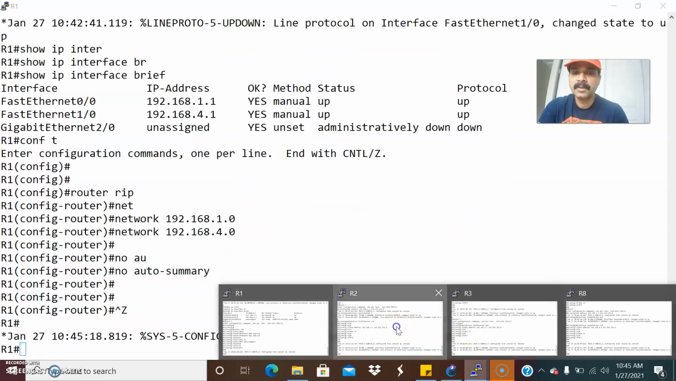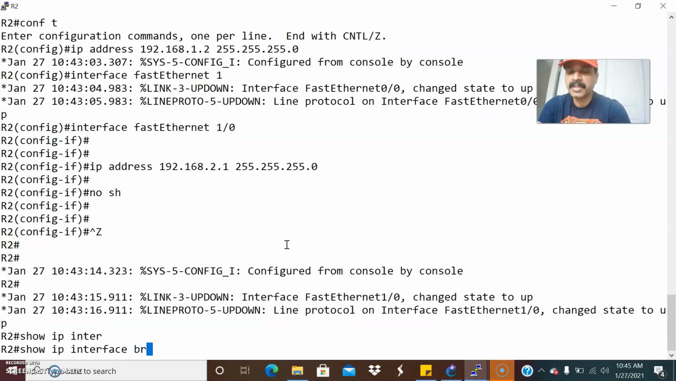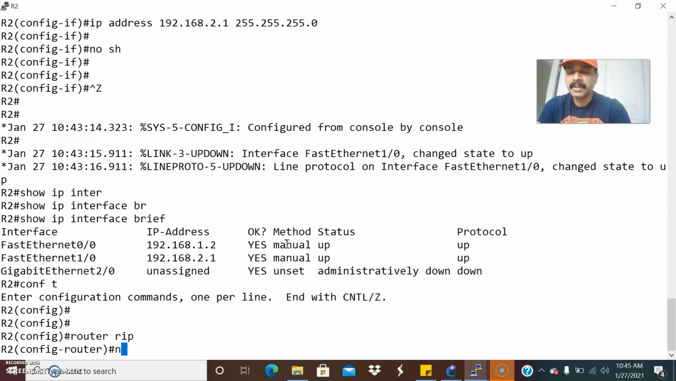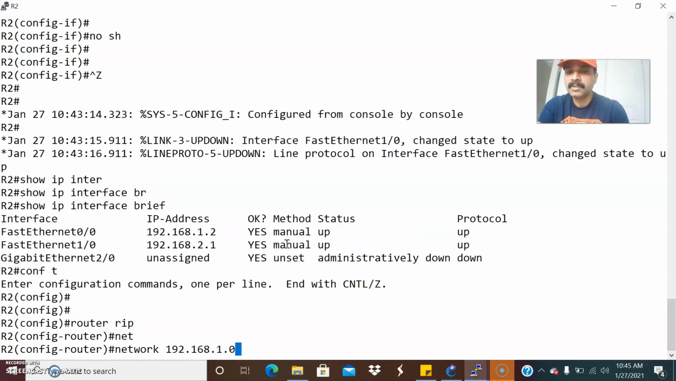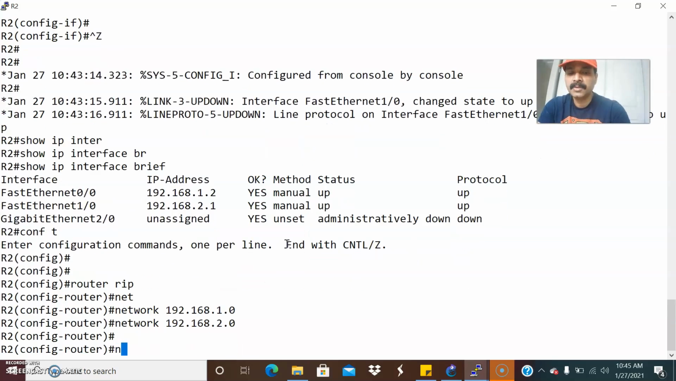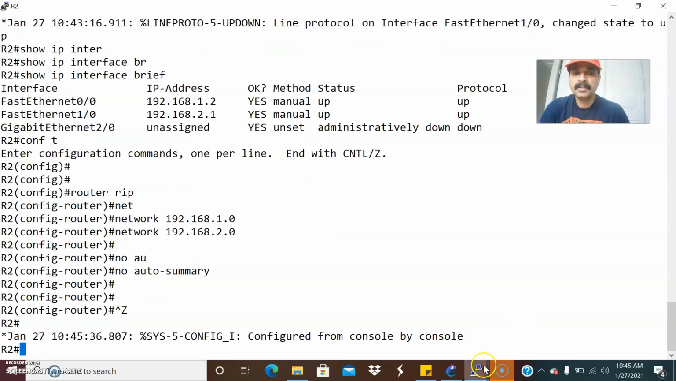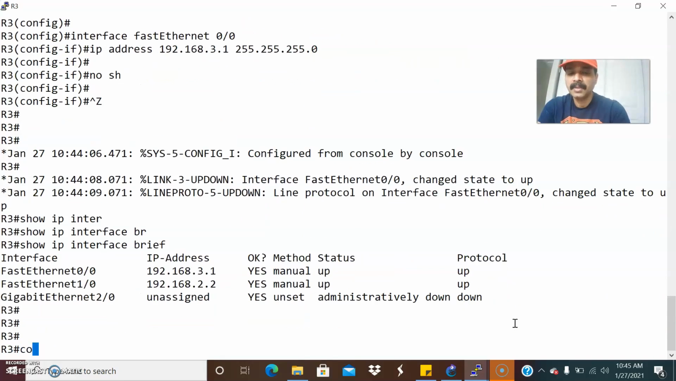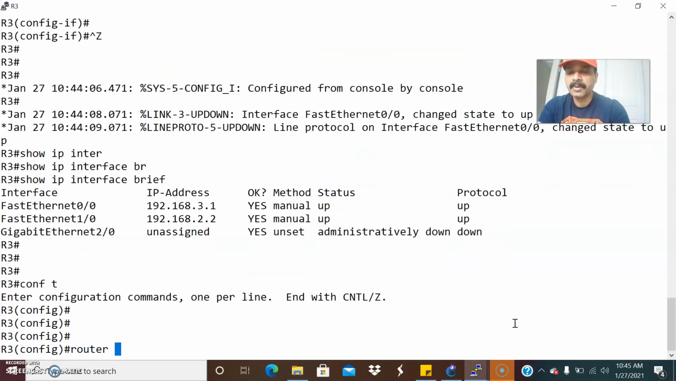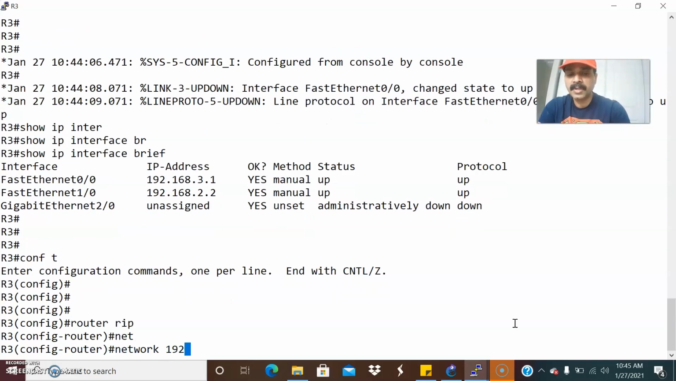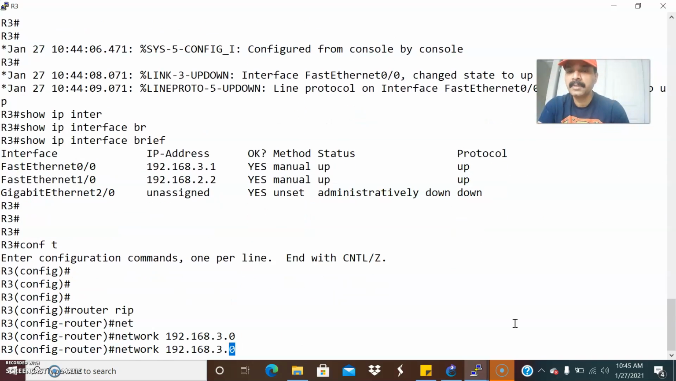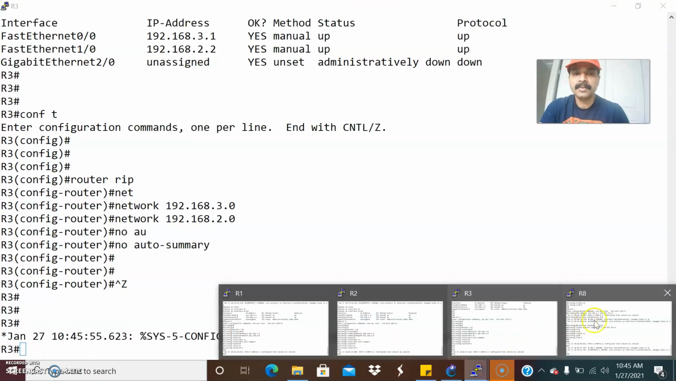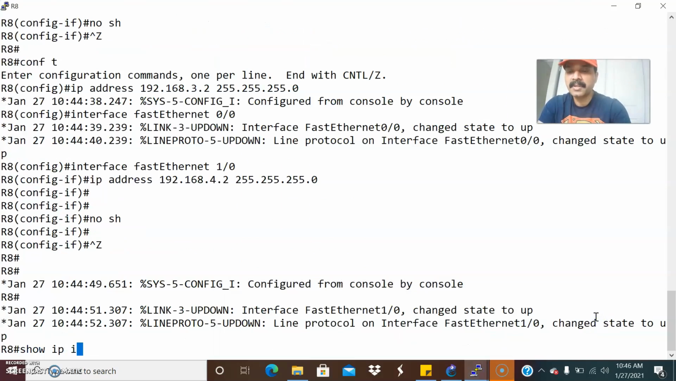Now let us go to R2, show ip interface brief, and check that the interfaces are up. Go to the configuration mode, router RIP, network 192.168.1.0 and 2.0, no auto-summary. Now let us go to R3, show ip interface brief. In configuration mode, enable the routing protocol, router RIP, network 192.168.3.0 and 2.0, and do a no auto-summary. Now let us go to R8 and check all the interfaces.